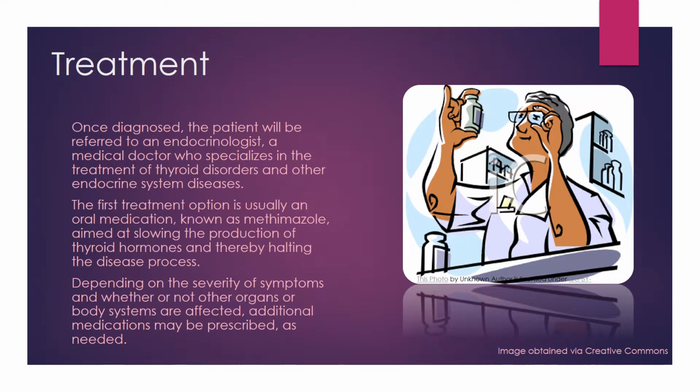Treatment. Once diagnosed, the patient will be referred to an endocrinologist, a medical doctor who specializes in the treatment of thyroid disorders and other endocrine system diseases. The first treatment option is usually an oral medication, known as methimazole, aimed at slowing the production of thyroid hormones and thereby halting the disease process. Depending on the severity of symptoms and whether or not other organs or body systems are affected, additional medications may be prescribed as needed.